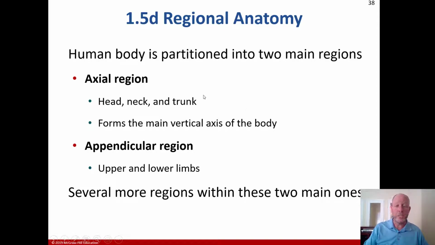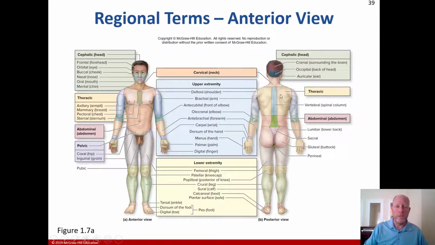And there are more regions, of course, within these two. This slide right here is showing the basic regions: the cervical, which is basically your neck region here, your cephalic, your head, your thoracic, which is the upper region of your torso, so to speak, abdominal being more toward the mid-region, and pelvic below it. Then for the upper extremity, and then the lower extremity being more toward the femur, and of course the knee and the tibia and the fibula.